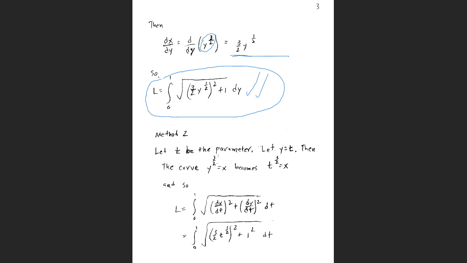Now, you have x as a function of y. x equals y to the 3/2 power. So y is a natural parameter. But if you had y as a function of x, then x would be your natural parameter. And there's a formula when that's the case, formula 2 from section 6.4.